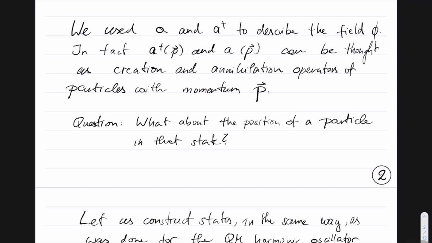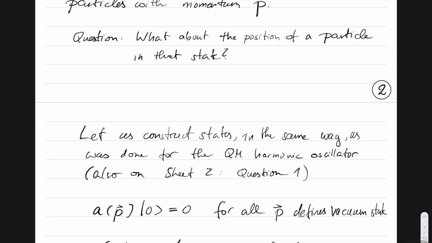We have used A and A dagger to describe the fields phi. In fact, A dagger and A can be thought of as creation and annihilation operators of particles with a certain momentum p. Now we can actually ask a question. If we specify the momentum p, what about the position of this particle q?